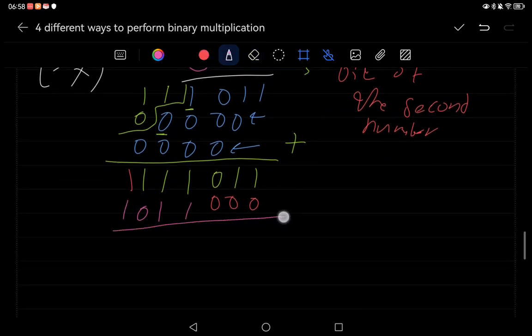And the last thing is, I will perform a subtraction. This is the last step. So here 1 minus 0 will be 1. 1 minus 0 will be 1. Here 0. 1 minus 1 will be 0. 1 minus 1 will be 0. 1 minus 0 will be 1. And 1 minus 1 will be 0. And here is our result.